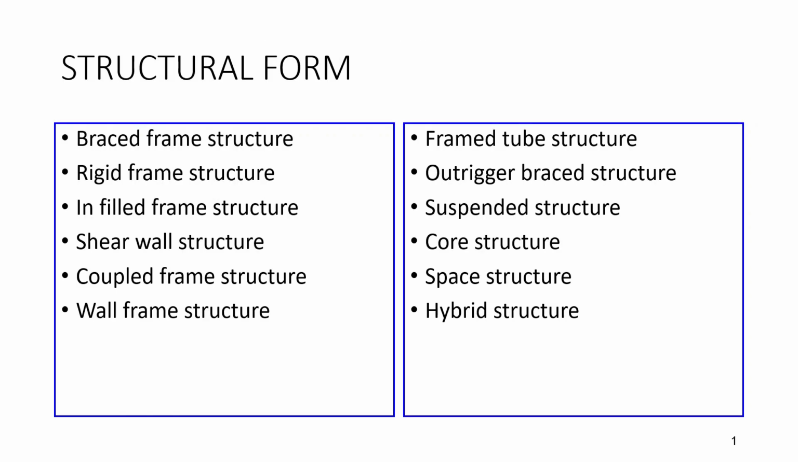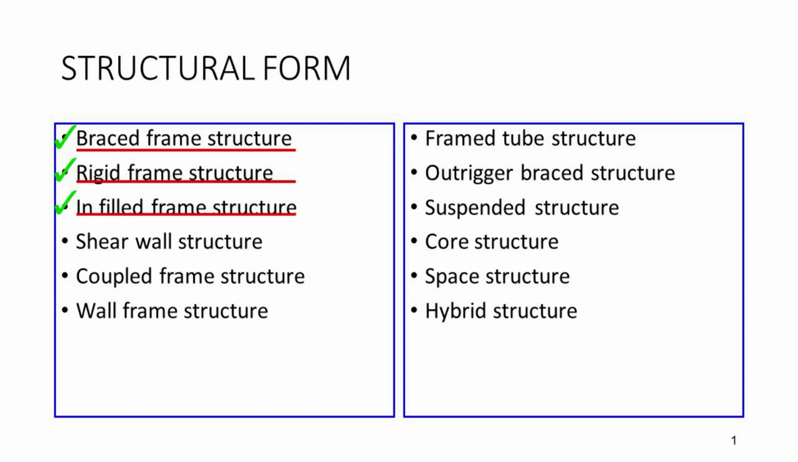We have learnt three types of structural forms, namely braced frame, rigid frame and infilled frame structure. So, let's continue to learn another form of tall building structure. We will now learn more types of structural form.